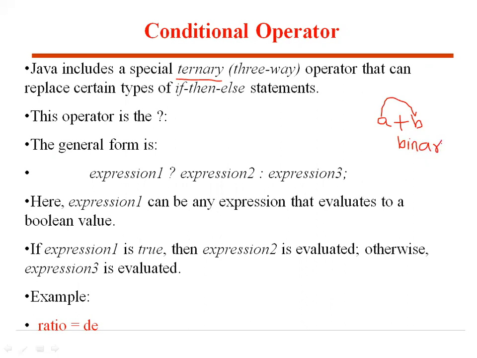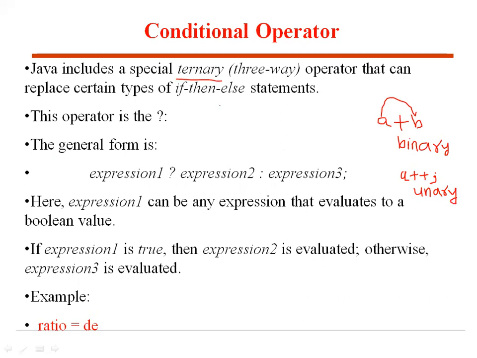Binary means it requires 2 operands. Similarly, you have written a plus plus, a plus plus, or x minus minus. So how many operands does this require? Only one operand. Such operators are called unary operators. A unary operator requires only one operand.